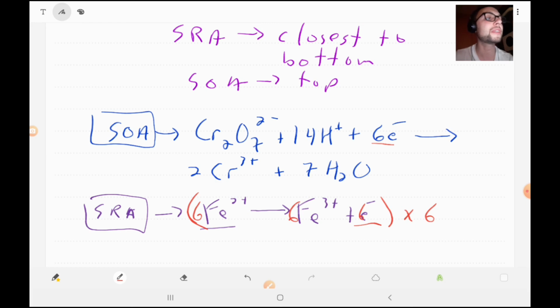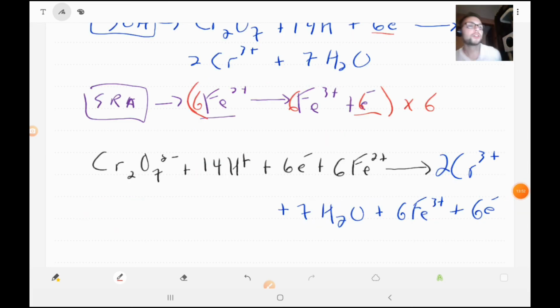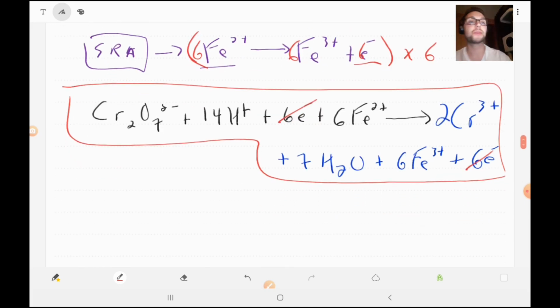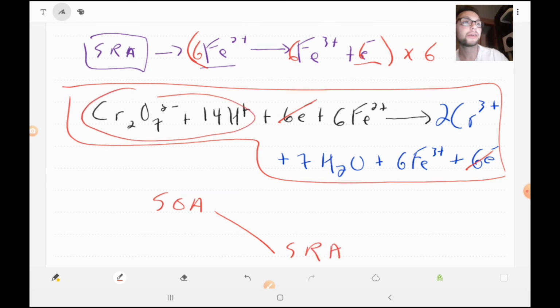So after combining them, hopefully we got something like this. What we're going to do is cross out the like terms, which is the electrons. Everything else stays pretty much the same. Whatever remains is your final redox reaction. And the big question is, is it spontaneous? Is the SOA above the SRA? So is this here above this over here? Well, let's pause the video, look at our data booklets, and find out.